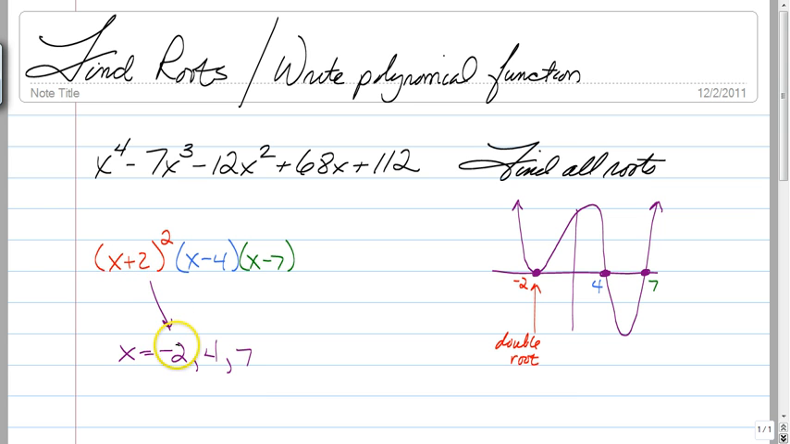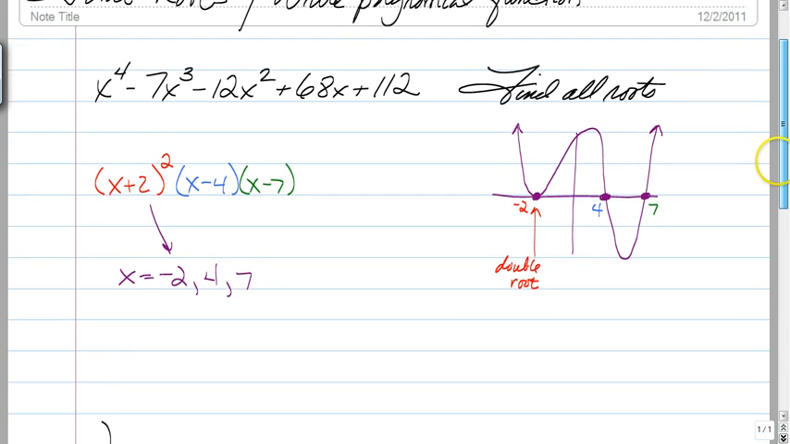So when you factor, you're going to have something that looks like this. And just so you know, you only write the -2 once. You don't have to say that it's -2 twice, because there's no point in writing it twice. Okay? So that's just a little thing I wanted to talk about. When you see a double root, it just bounces off of the x-axis.